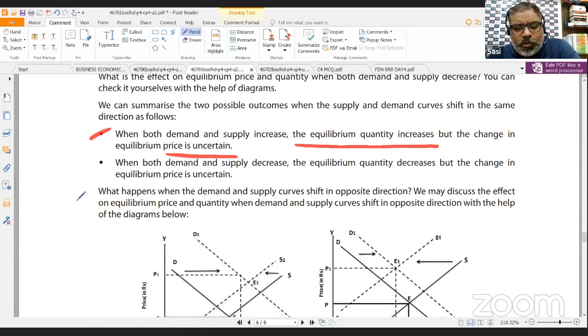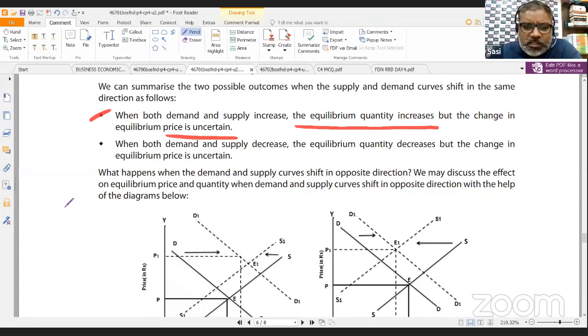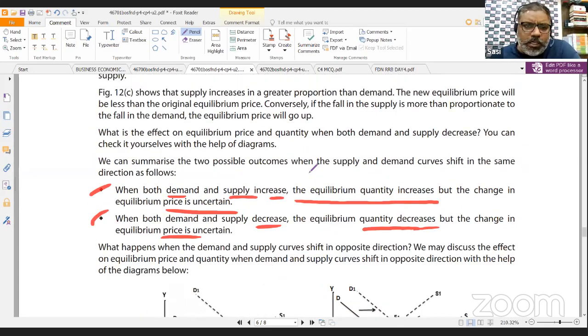If the change in demand is more than the change in supply, then price increases. If the change in supply is more than the change in demand, then price decreases. If the change in supply and change in demand are the same, the price will not change. But one thing for sure is what? Quantity increases, guaranteed, when both demand and supply increase. Same way, the opposite: when demand and supply both decrease, then equilibrium quantity decreases, but the change in the equilibrium price is uncertain. For that, we don't need a separate graph.